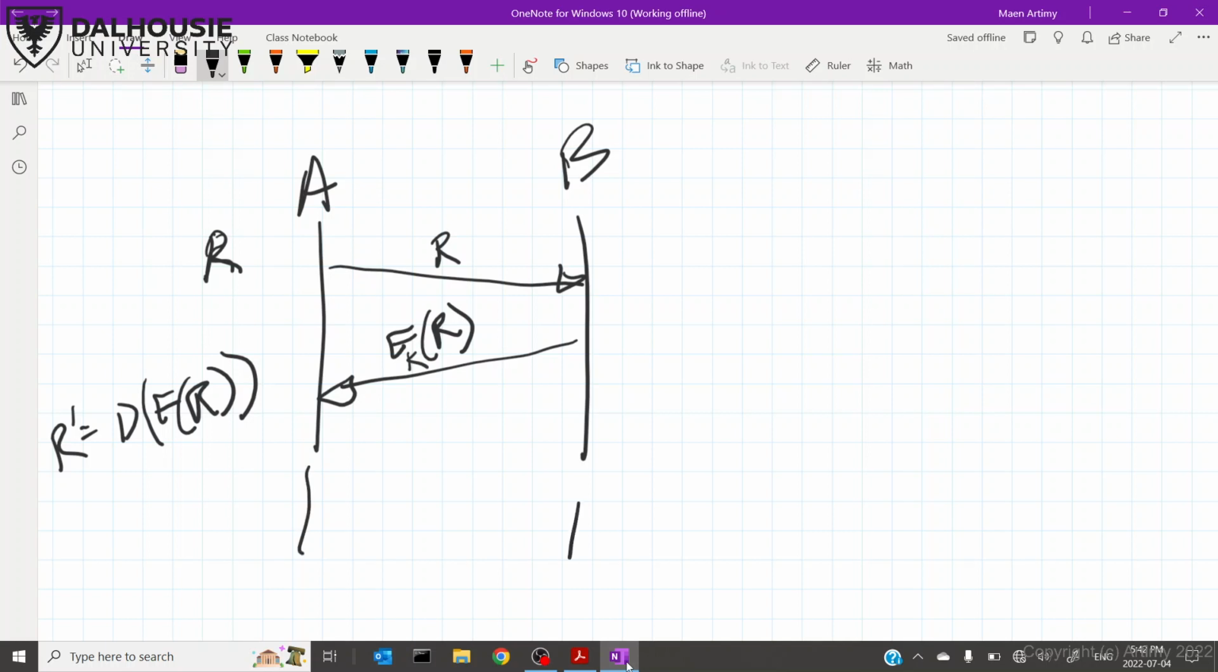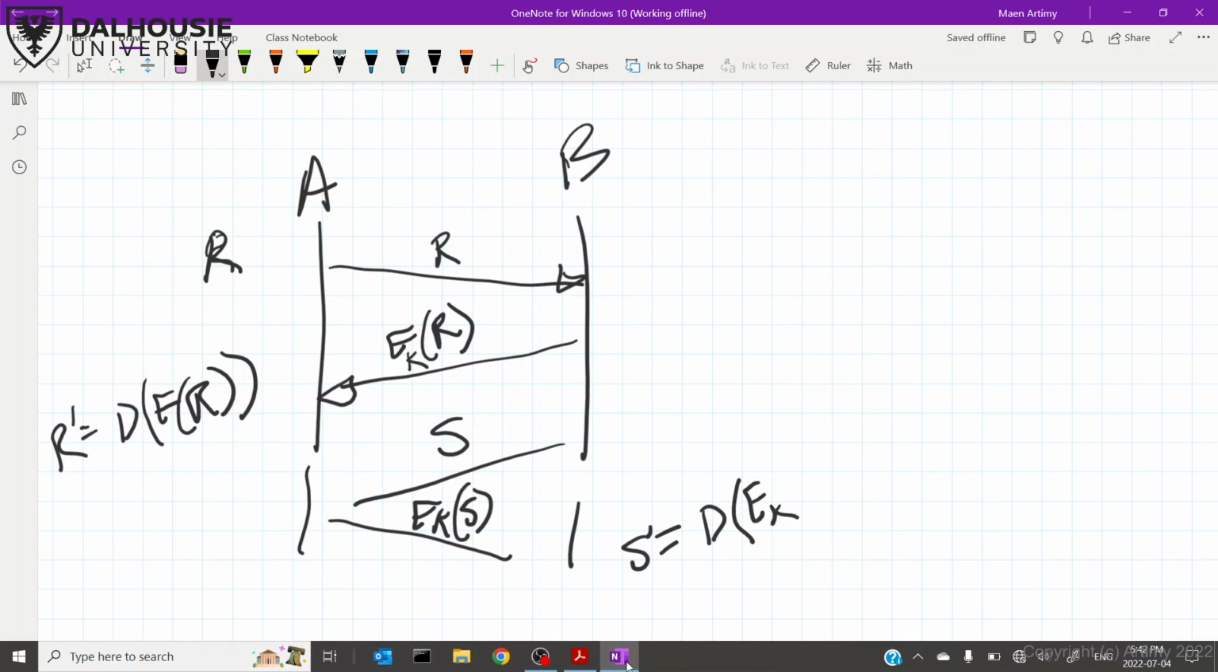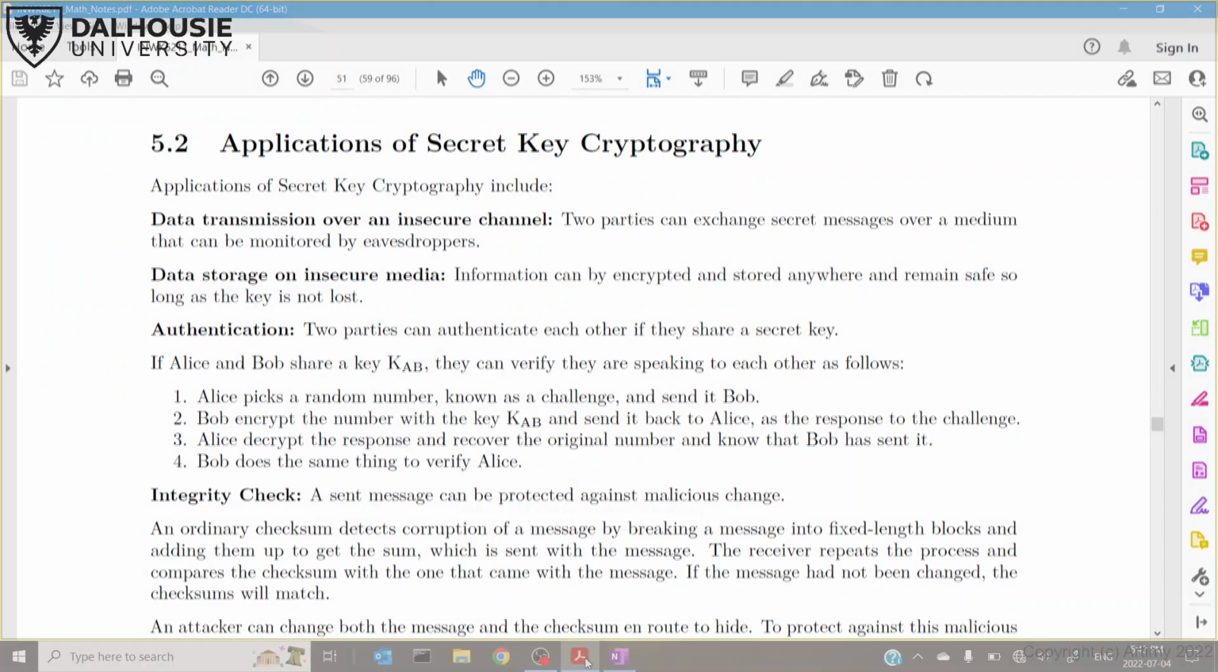And Bob can do the same thing. He can send another random number of his own. Let's call it S. Alice will send him the encrypted version of it, right? And Bob will verify that by getting S prime, which is the decryption of E(S), and both using the same key, right? So this is how we do simple authentication.